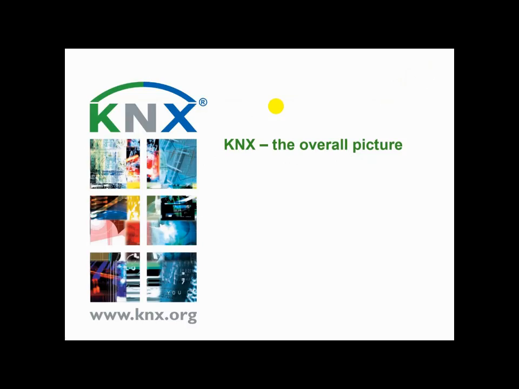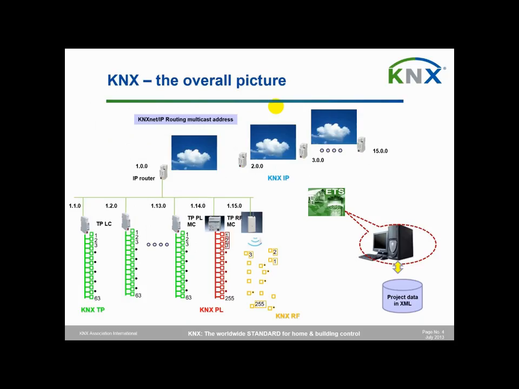Okay, so here the overall picture. It all started more than 25 years ago already, with the KNX communication medium twisted pair, TP, here in green. And then later on it was extended with KNX power line. And both media could be connected together by means of a media coupler, so to be used in the same installation.